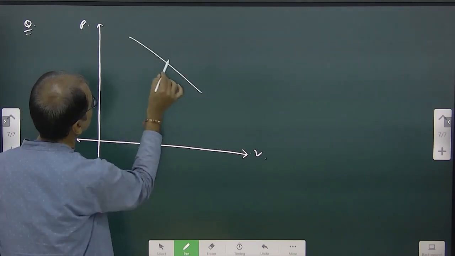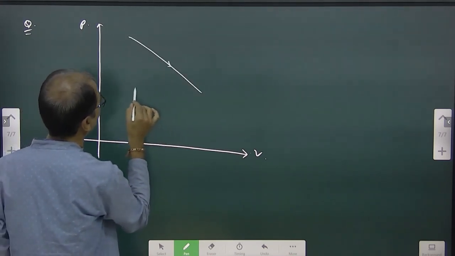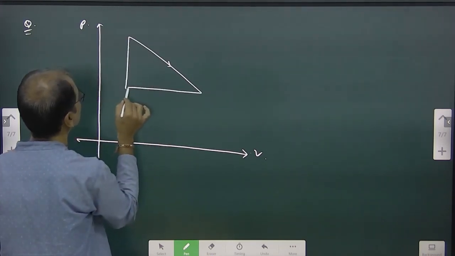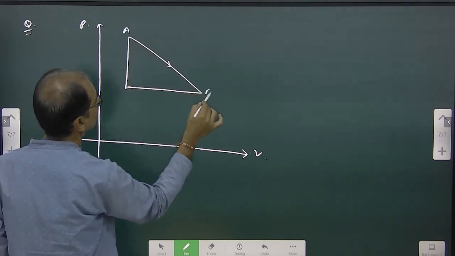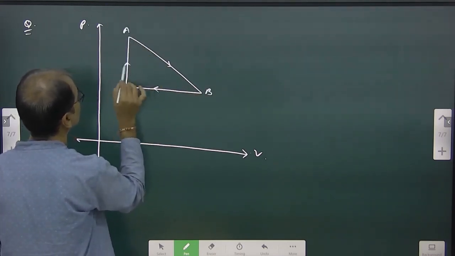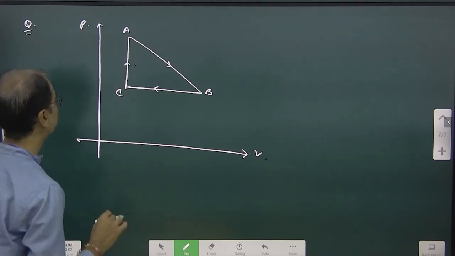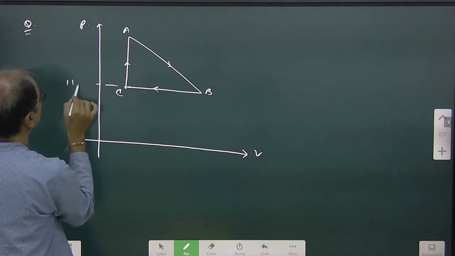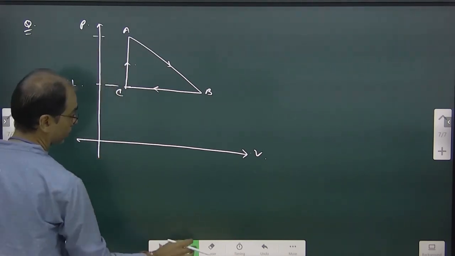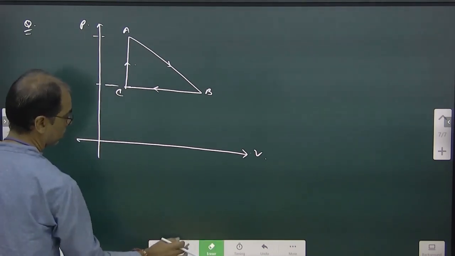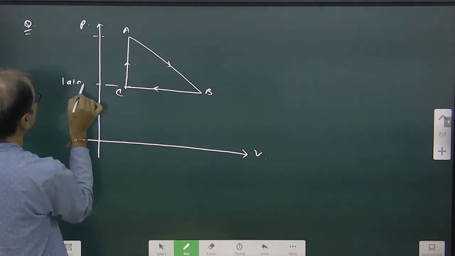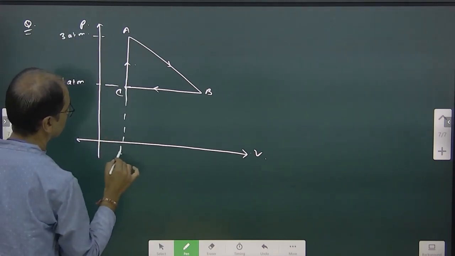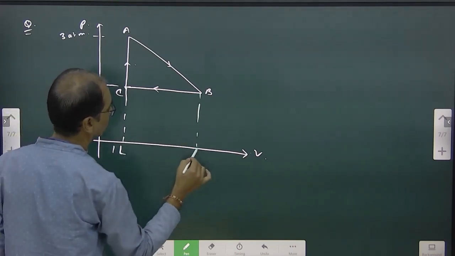Okay, fine. Like this we will do, and okay, let's make a cyclic one. Right. This is A, this is B, this is C. Let's put values also. Say 1 liter. Sorry, 1 liter, it's pressure. So 1 atmospheric, 3 atmospheric, 1 liter, and 3 liters.